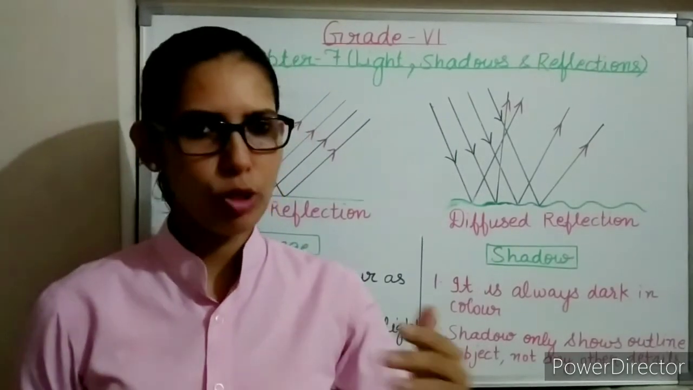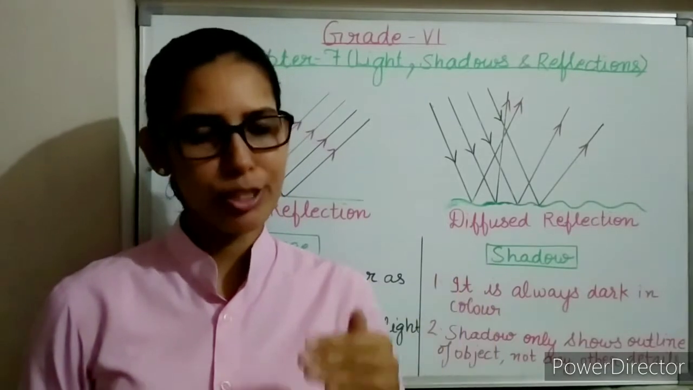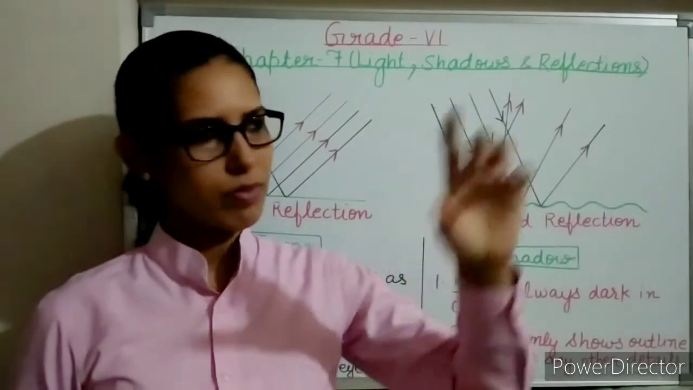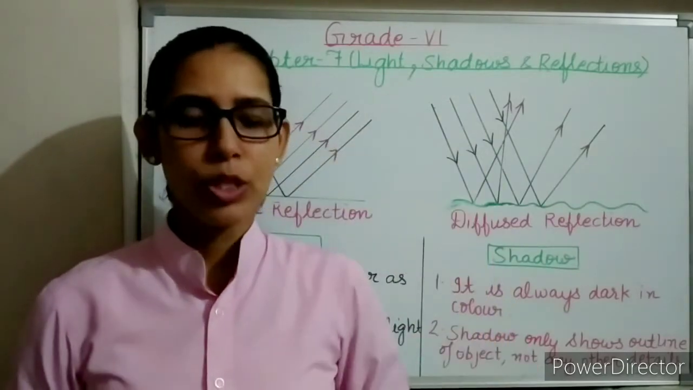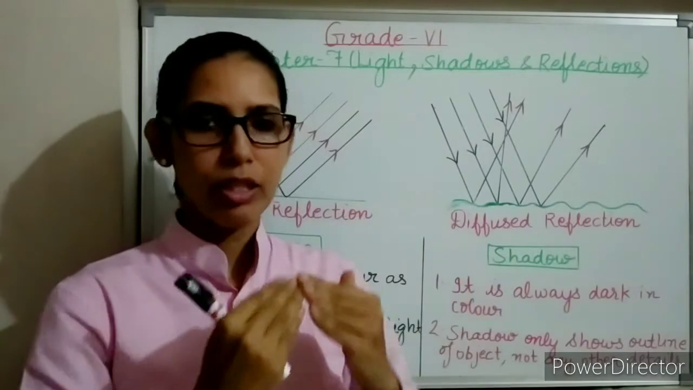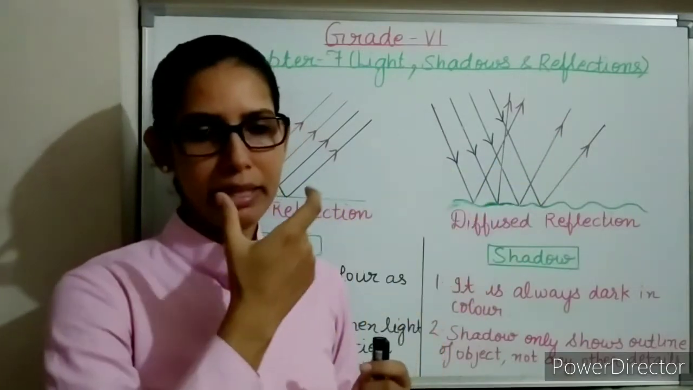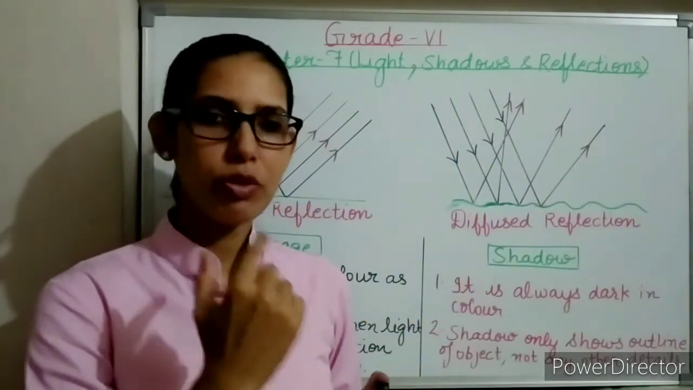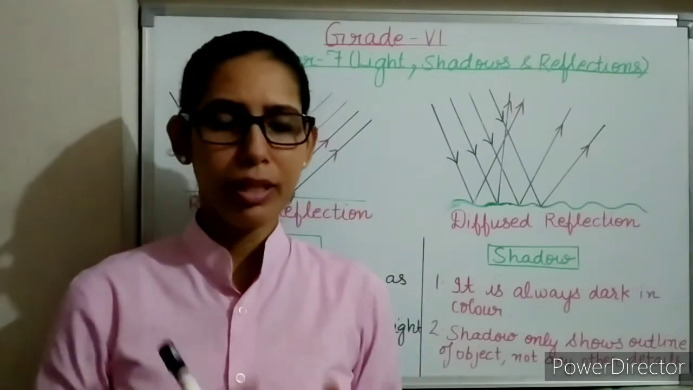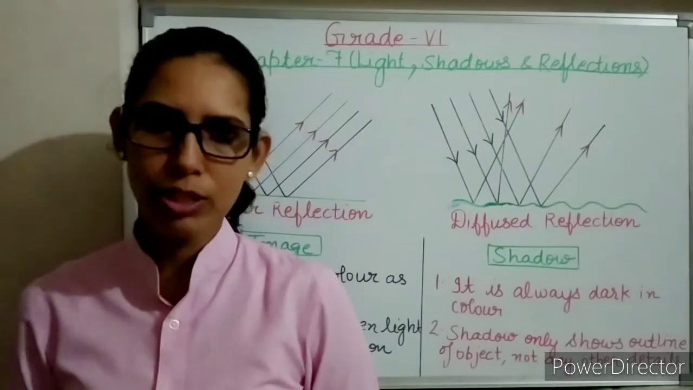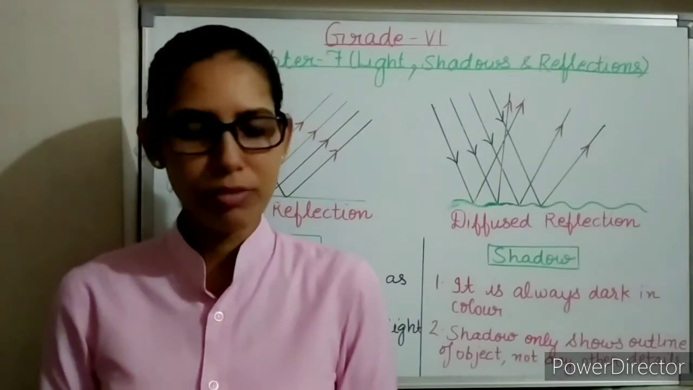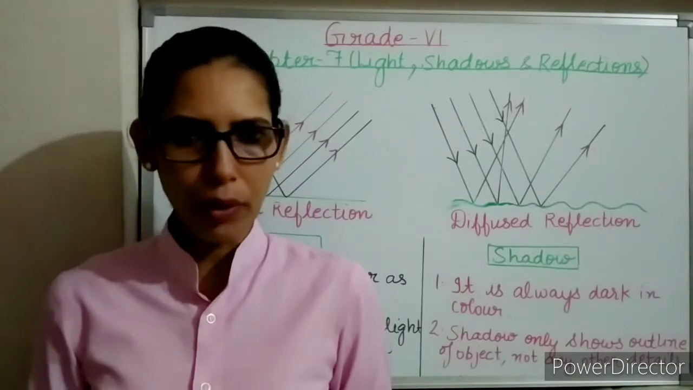I told you luminous objects are the objects that emit their own light. For example, there is a bulb in the room here. When the light rays from the luminous object enter our eyes, we are able to see that luminous object. But how are we able to see non-luminous objects, because they cannot emit light of their own?